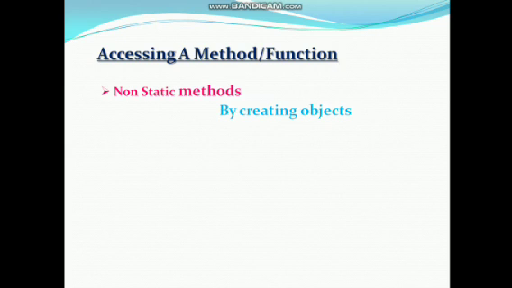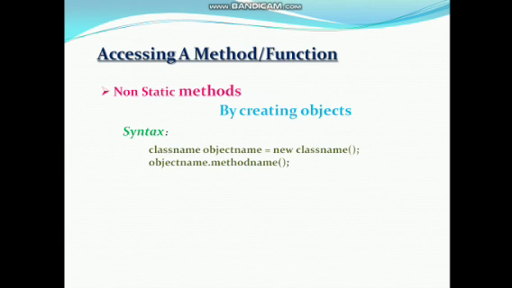So now we will see how to access a method or a function, which is the starting of this session. Accessing a method or a function means calling that method or a function anywhere or any number of times whenever it is needed. So, a function can be non-static as well as static. If the function or a method is non-static, then you have to create an object to call the function. The syntax of creating an object is class name, object name equal to new class name. This is the syntax for creating an object.